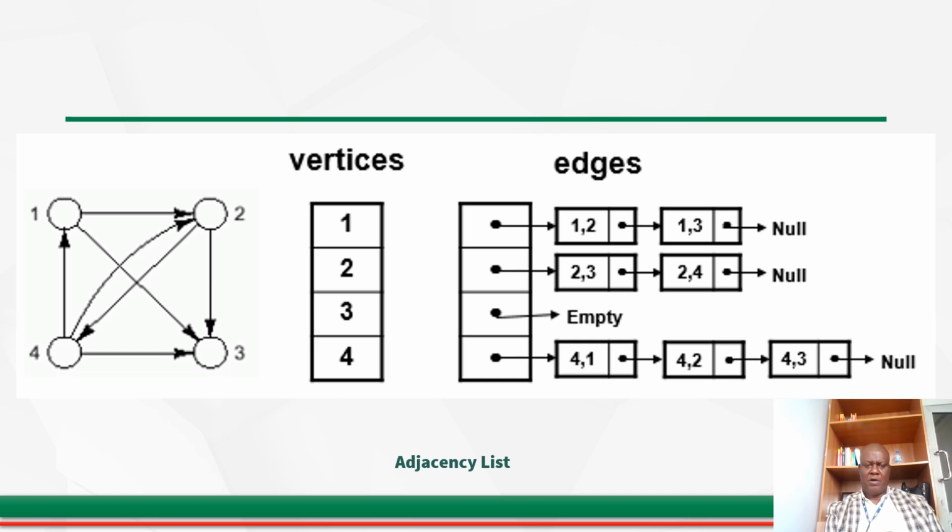Then from 4, you are moving to 1. From 4 again, you are moving to 2. And from 4, you are moving to 3. After that, empty. So that is the adjacency list. So you now see that it's implemented with the aid of a linked list.